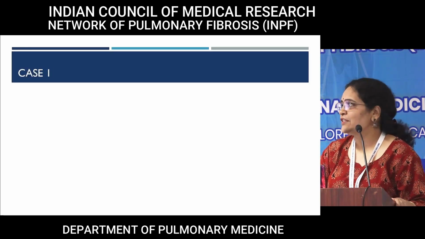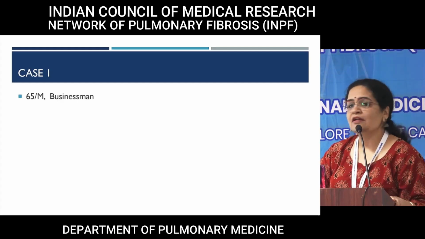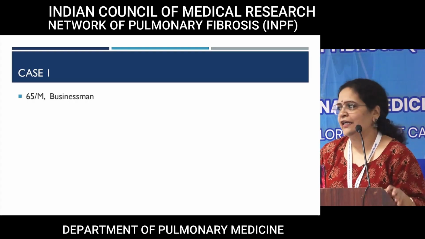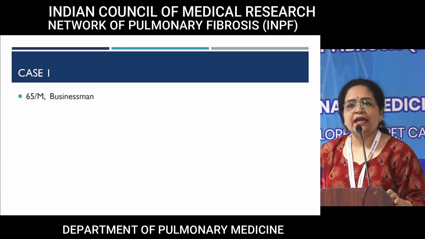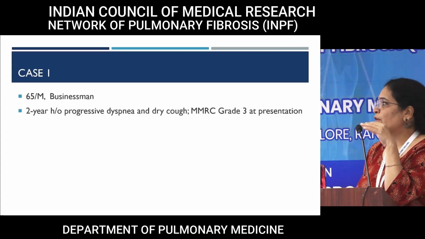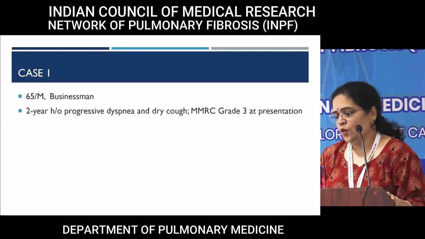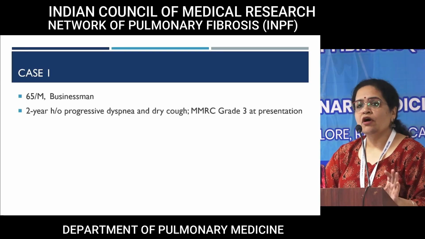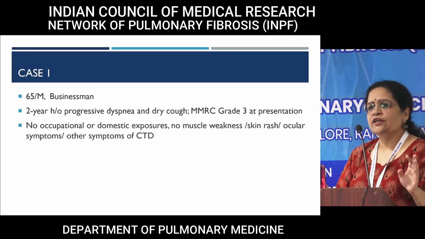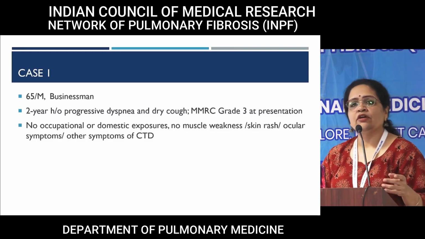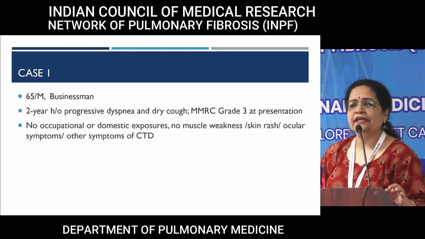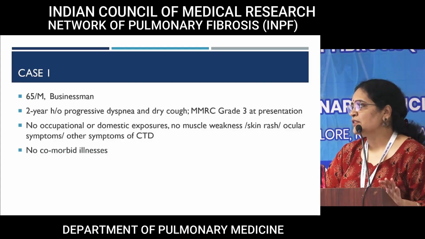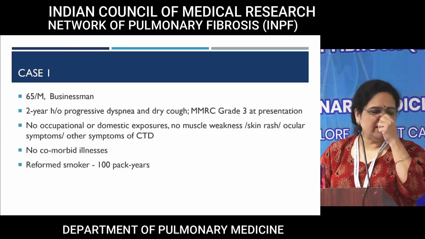Coincidentally, my case is also a 65-year-old man. He was a businessman. We saw him around 2016-17, just before the guidelines came out. He came with a 2-year history of progressive dyspnea and dry cough, MMRC grade 3 at presentation. He had no occupational or domestic exposures, no muscle weakness, skin rash, ocular symptoms, or any symptoms of CTD, no joint pains. He had no comorbid illnesses. He was a reformed smoker of 100 pack years.